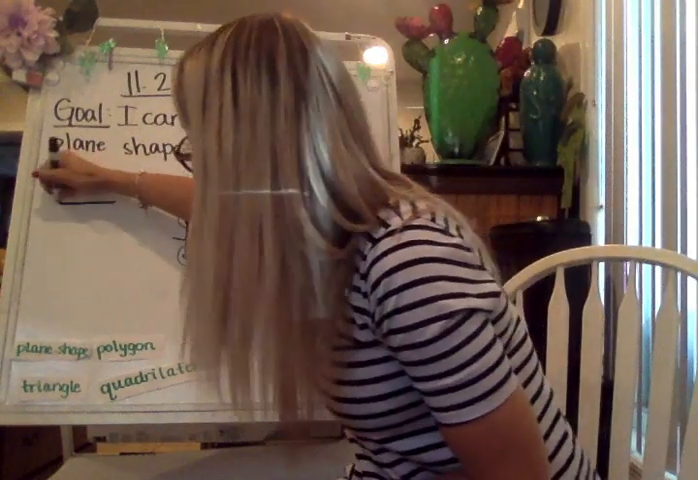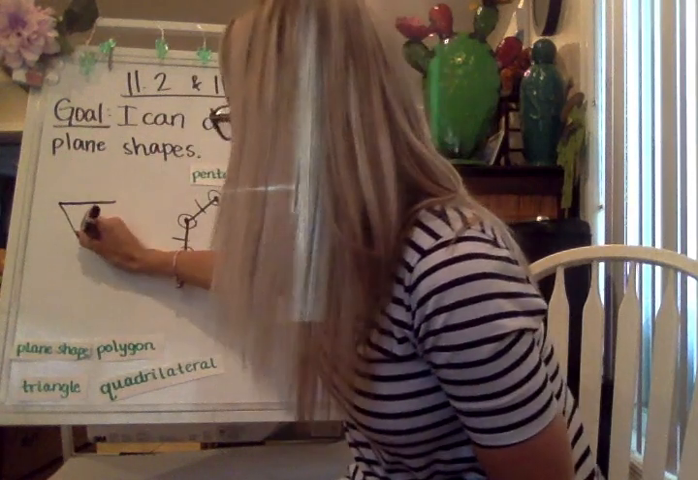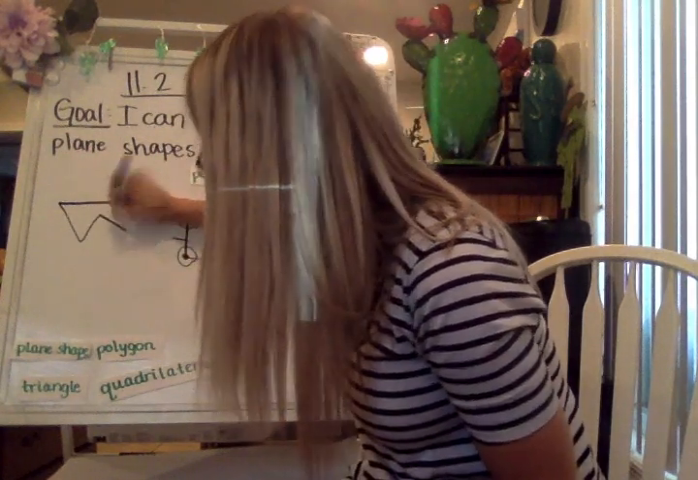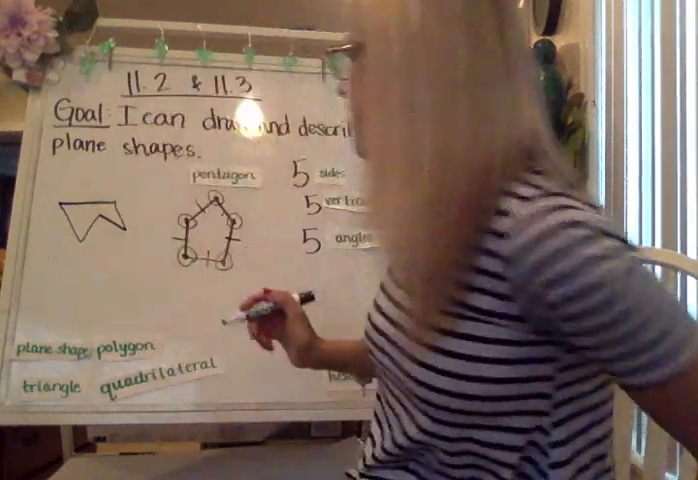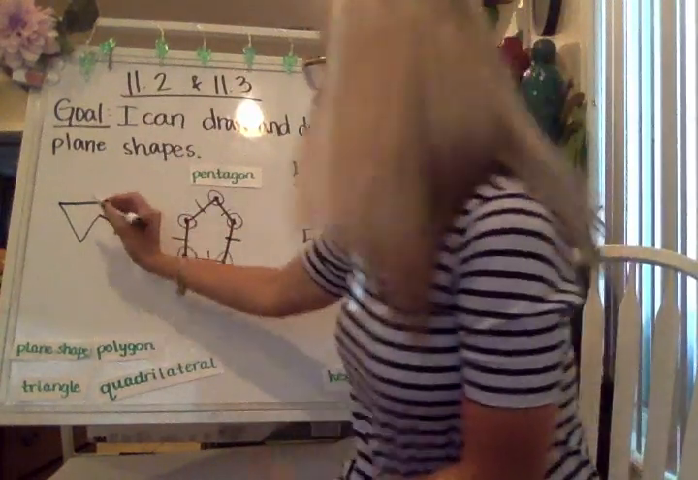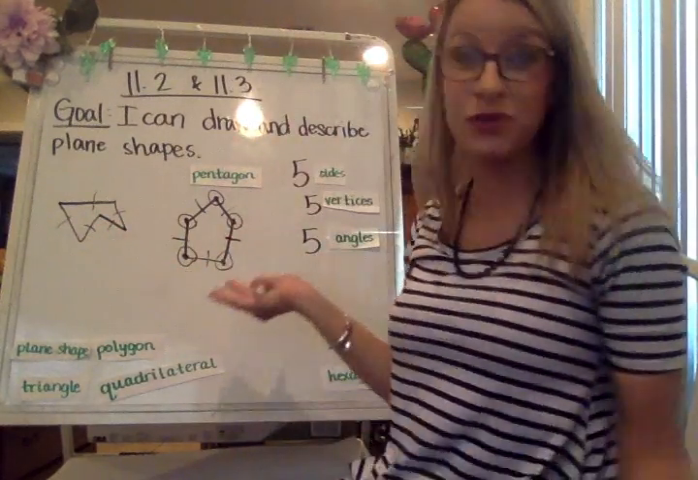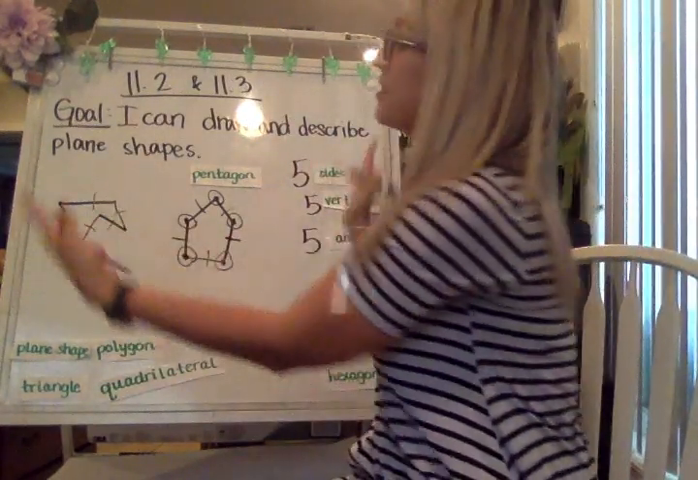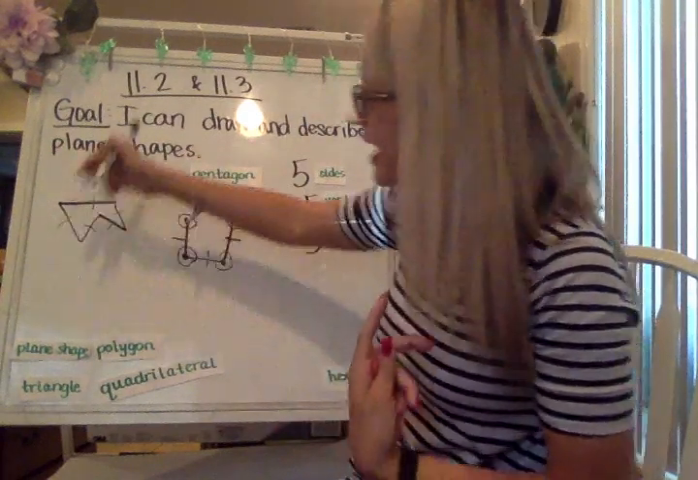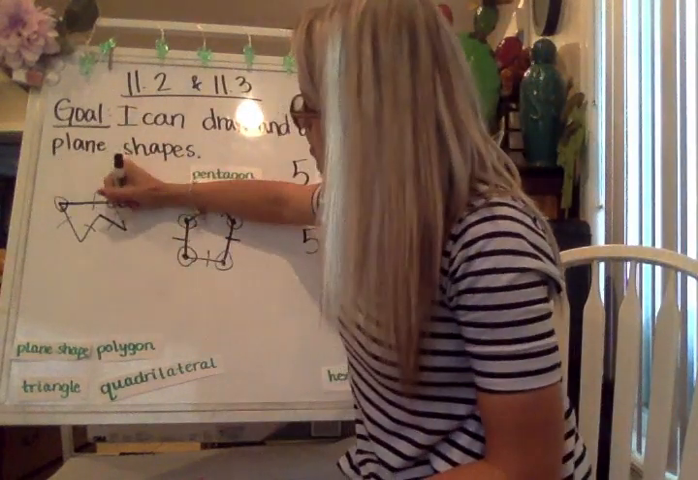So any closed figure: 1, 2, 3, 4. Ooh, this one's funny. 5. So let me just double count. 1, 2, 3, 4, 5. So now I have 2 different pentagons, but I could put them in the same category. They have 5 sides. They have 5 angles.